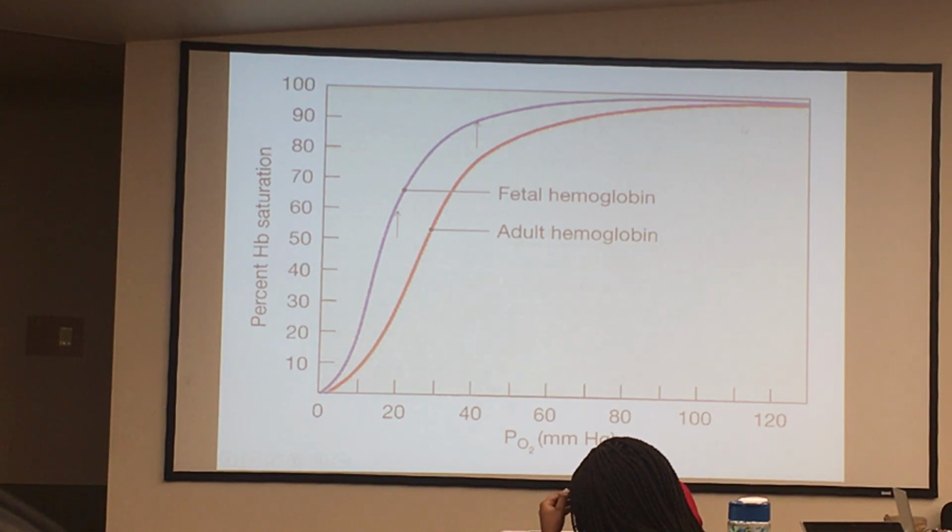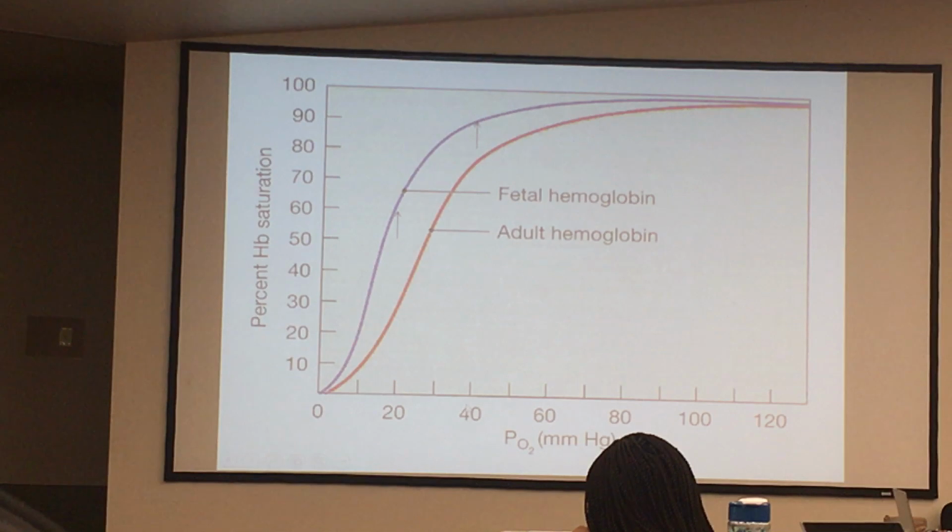For humans, we start from 100 down to 40. For the fetus, it starts from 40 and goes down to 20. Okay, this is a short range, because the fetus gets blood from the mother's vein, where it's already down to 40, not 100. So how can the fetus get enough oxygen?